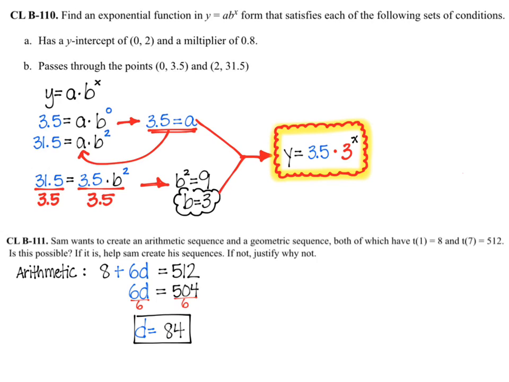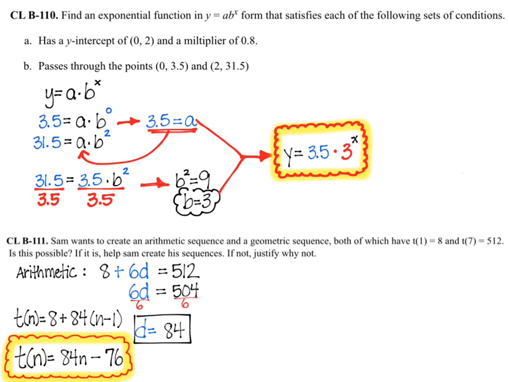That allows me to write the arithmetic sequence, which would be t of n is equal to the first term plus the common difference times n minus 1. But you should distribute the 84 and collect like terms, and when you do that, the equation simplifies to 84n minus 76.